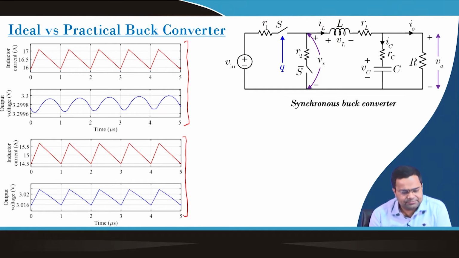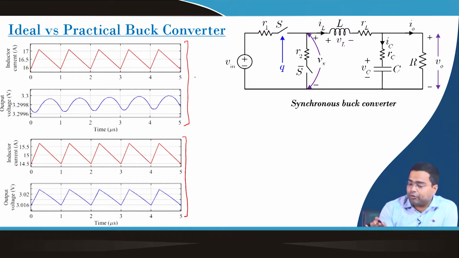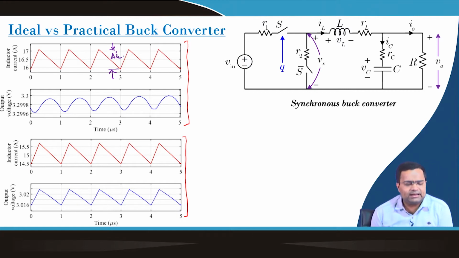What we can find here, if we compare the 4 parameters that we discussed. What are the 4 parameters? One is the ripple inductor current. If we consider the ripple current from here to here, this is my ripple inductor current. What is my ripple inductor current? It is nearly 1.2 ampere.